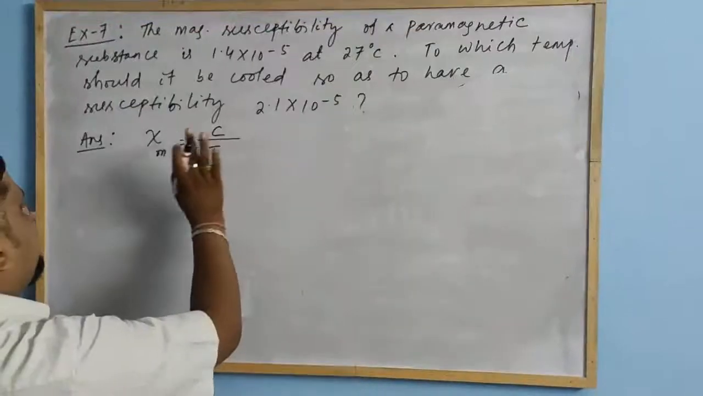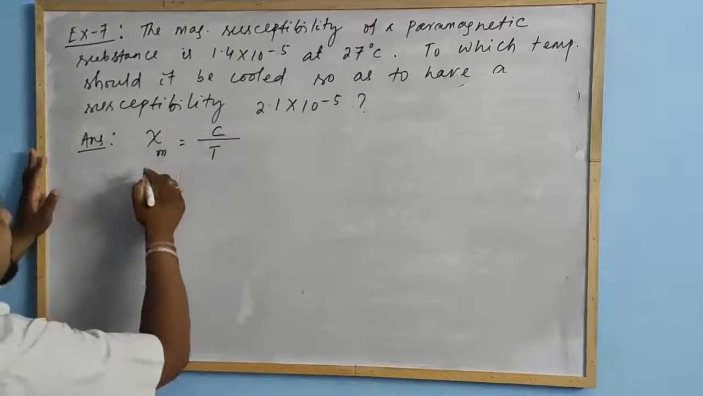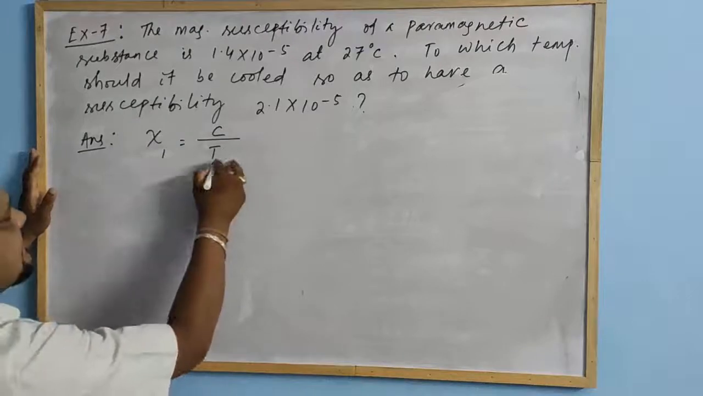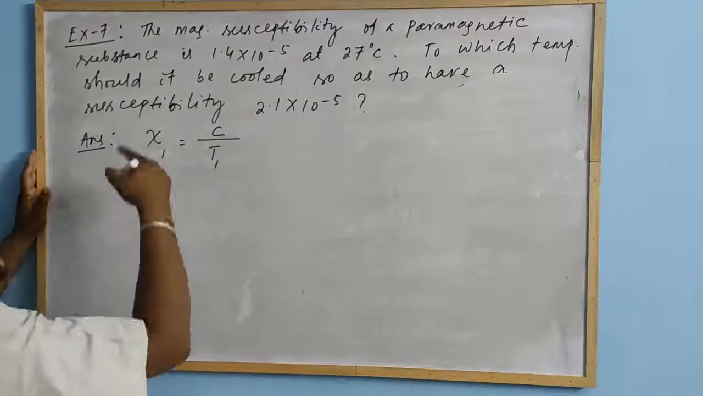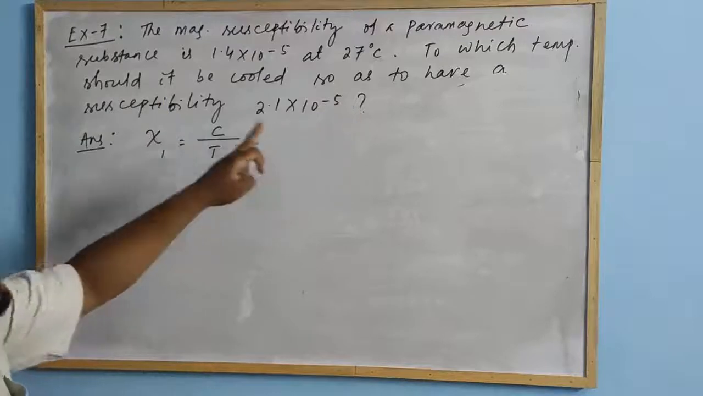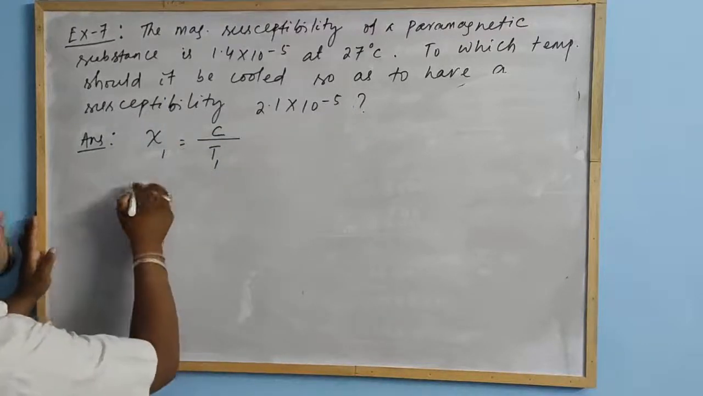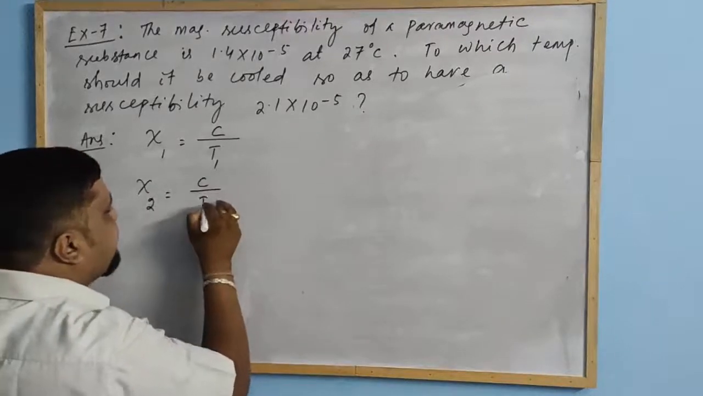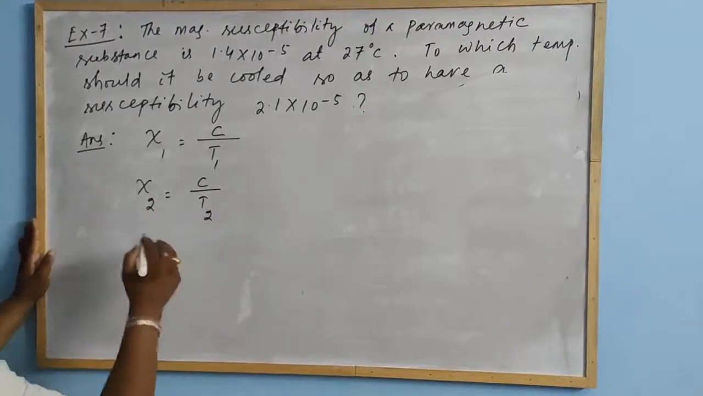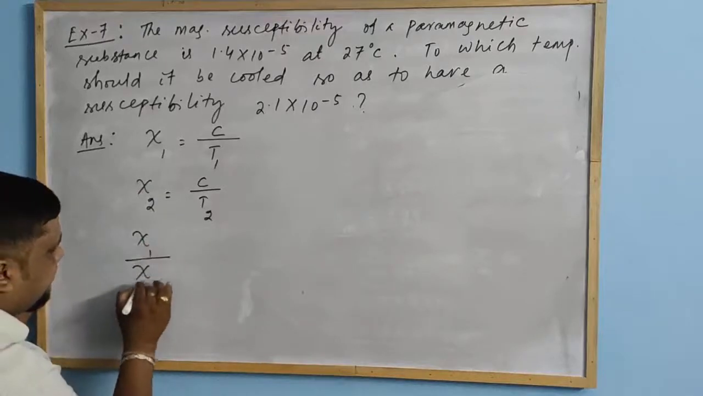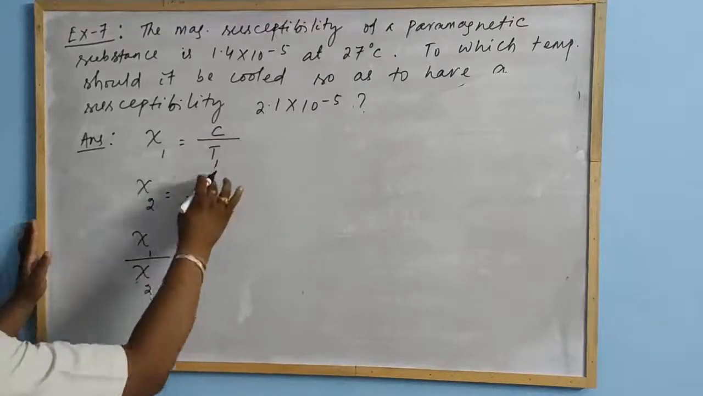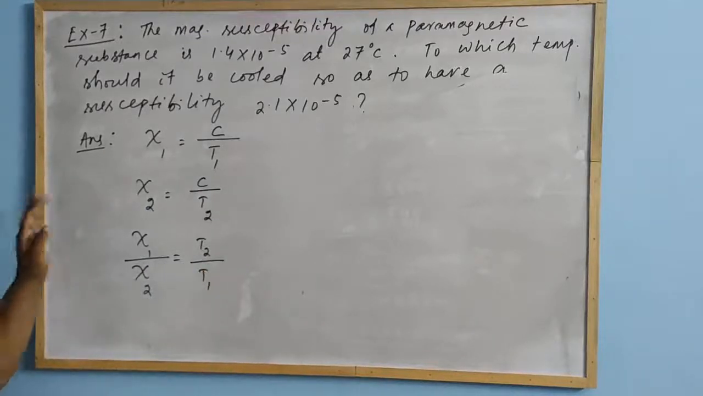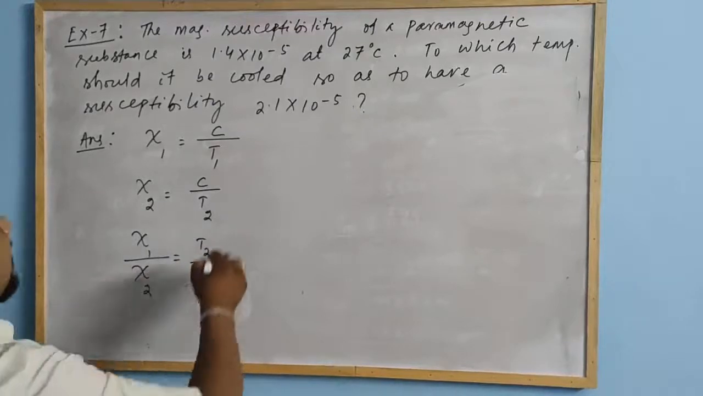Clear? So for the first case, suppose the susceptibility is Chi1 and the temperature is T1. C is a constant. In the next part it is asked, to what temperature should it be cooled so as to have a susceptibility of this value? Cooled susceptibility means Chi2 is equal to C by T2. If you put that, Chi1 by Chi2 is equal to C by T1 divided by C by T2, that is equal to T2 by T1. And remember it should be in Kelvin. So now we put this thing.